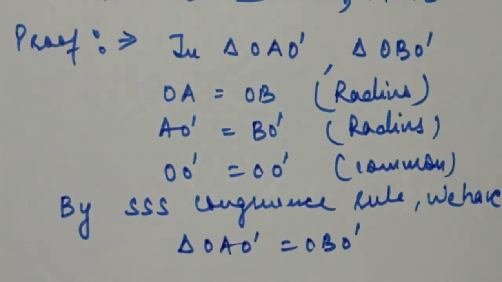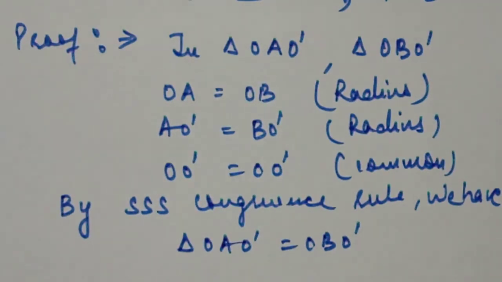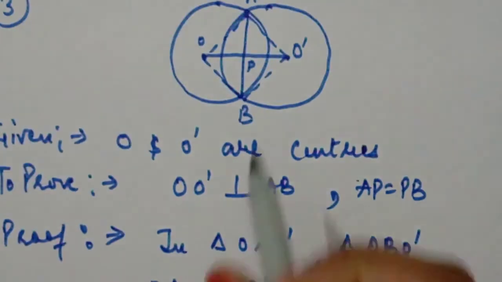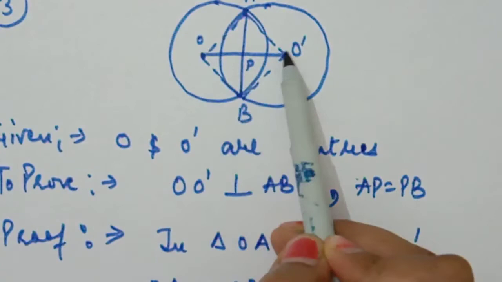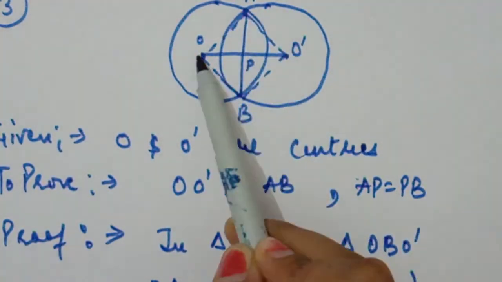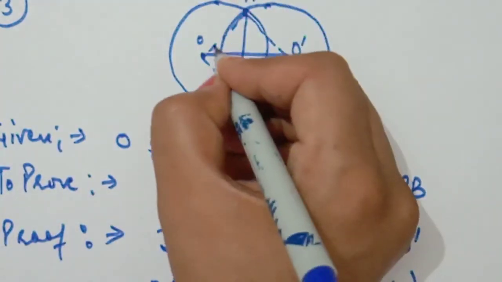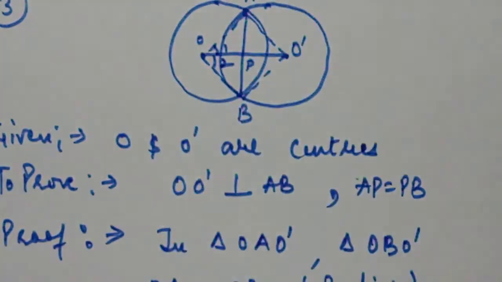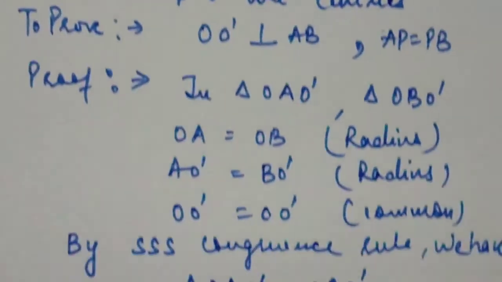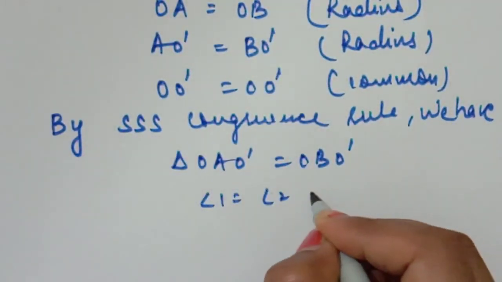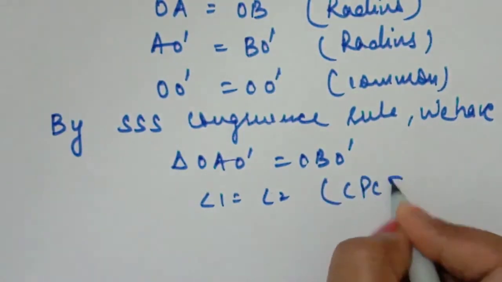So students, we can take some elements as CPCT. Which thing will we take as CPCT? Tell me. So students, let's see in your diagram. Now these two triangles, AOO dash and BOO dash, are congruent to each other. So we will take angle 1 and angle 2 as equal to each other by CPCT.